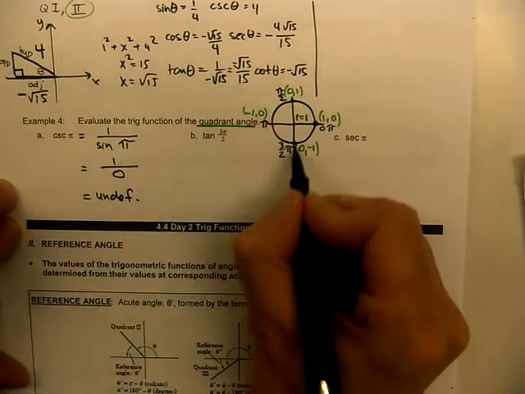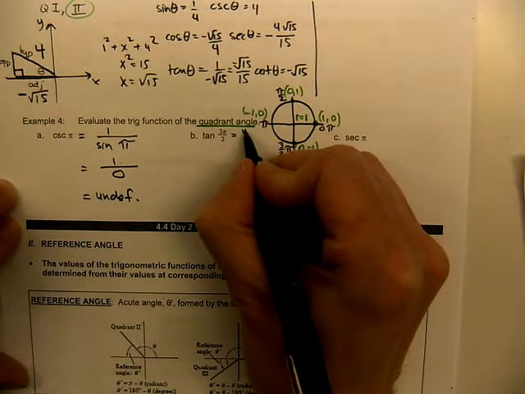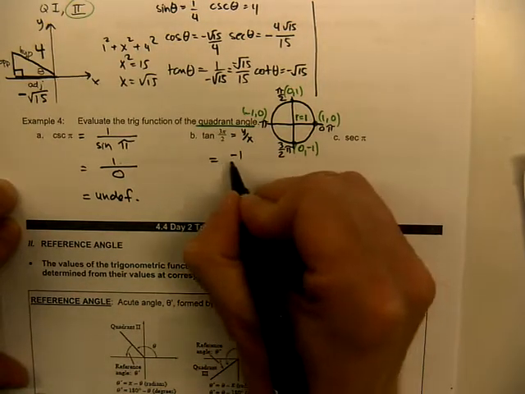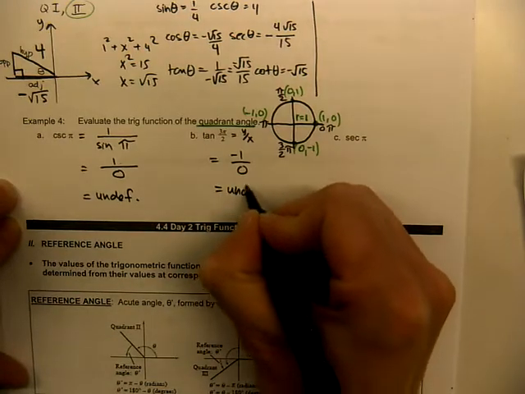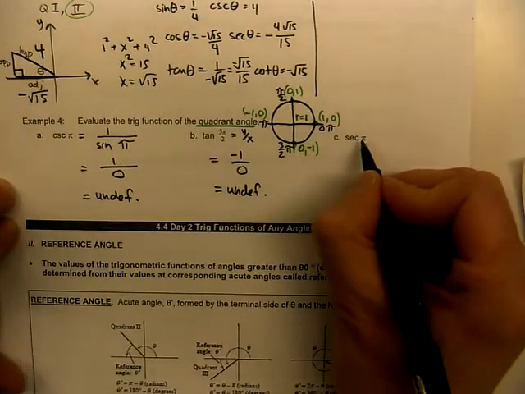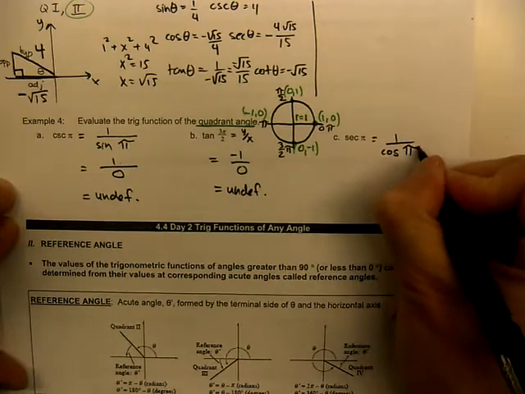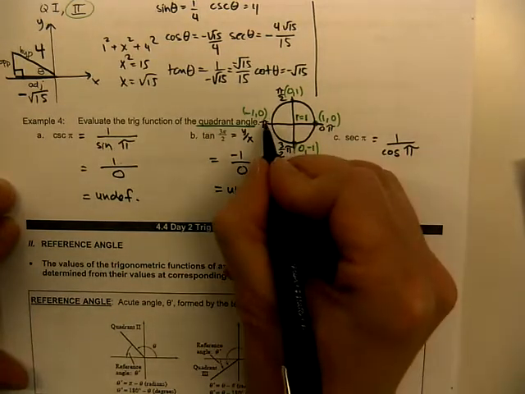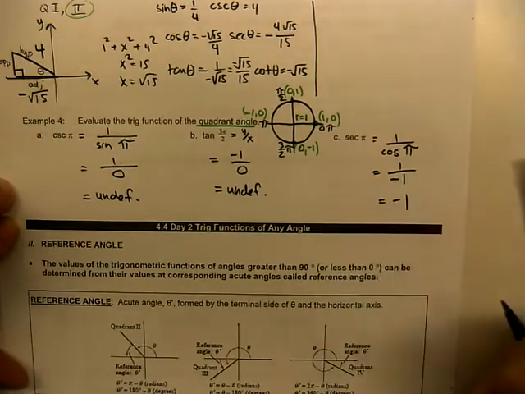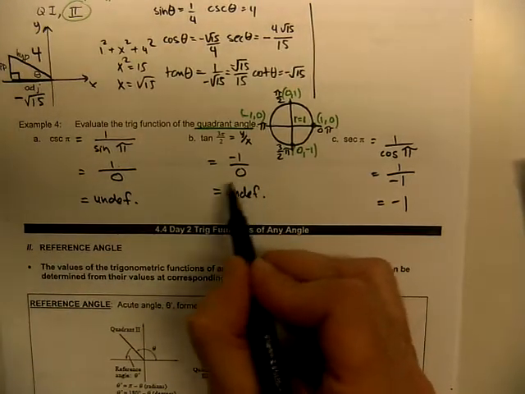Tangent of 3/2 pi, there's 3/2 pi. Tangent we know is sine over cosine, which is y-coordinate over x-coordinate. And so in this case, y-coordinate of negative 1, x-coordinate of 0. Again, we have undefined as a result. The third in the series, here we have secant of pi. So there's pi again. We know secant is 1 over cosine at that same angle. So at pi, cosine is negative 1. So the denominator is negative 1, and that simplifies to negative 1. All right, so the point is we might get an undefined ratio when we're dividing by 0.